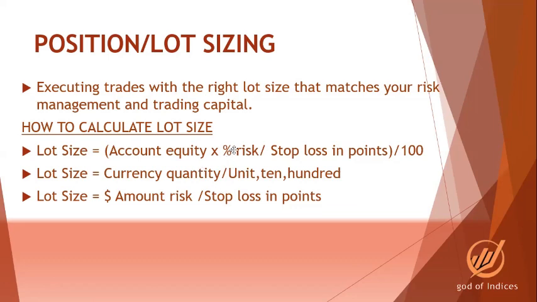So when you do that, you divide it by the unit. If it's in 100,000, you divide it by 100,000. If it's in 1,000, you divide it by 1,000. If it's in 10,000, divide by 10,000 to give you exactly your lot size. Then the final one is your amount. This is what I use because it is so simple. Your amount you are risking in dollars divided by stop loss in points. This just gives you the lot size straight.